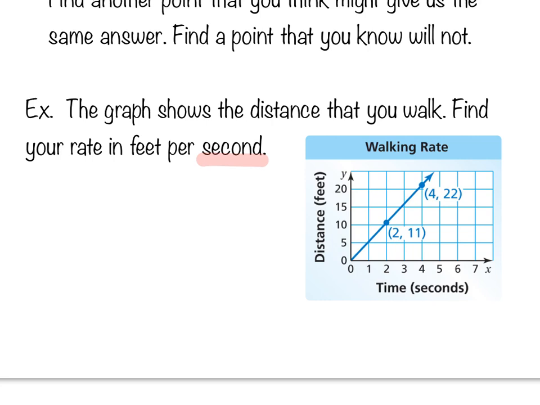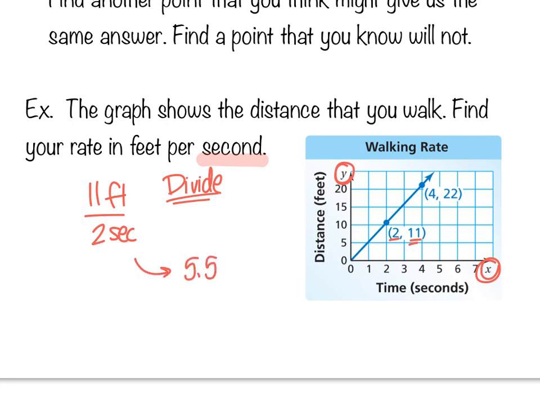And feet is measured on the y-axis again, and seconds is measured on the x-axis. So for my y-coordinate, I can use any of these points because they're on the line. I can use 11. Right there's my y, so 11 feet. I'm walking 11 feet, and it takes me 2 seconds to do that. So 11 feet for every 2 seconds, and then to find a unit rate, I just divide. That's really all we're doing in this whole section, just dividing. So 11 divided by 2, use your calculator, gives you 5.5 feet per second.